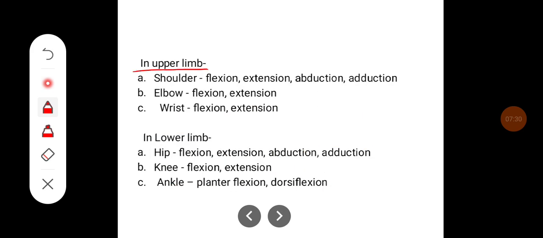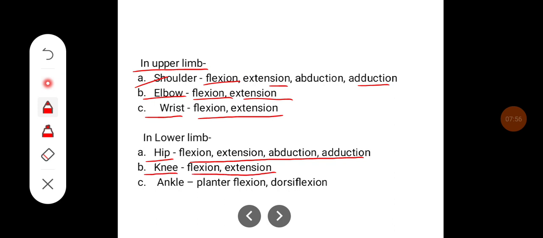As I told, the power should be tested at the shoulder joint, where you'll be testing the flexion, extension, abduction and adduction. At an elbow joint, the flexion and extension should be tested. At wrist, flexion and extension. In the lower limb, at the hip level, flexion, extension, abduction and adduction are tested. At the knee joint, flexion and extension, and at the ankle, plantar flexion and dorsiflexion are tested.